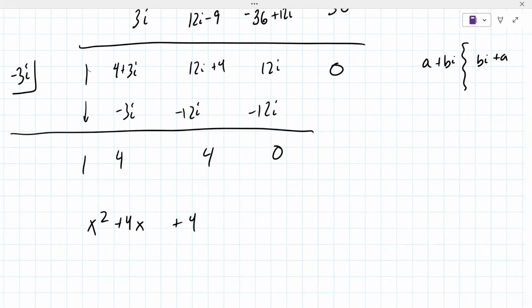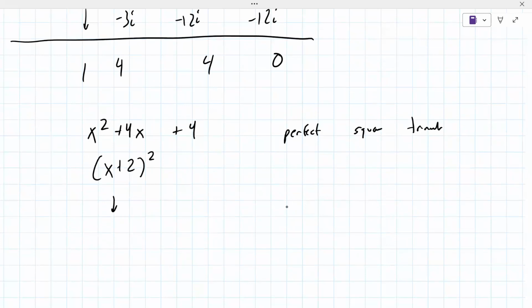I got x plus 2 and x plus 2. Yeah, now you might write it like this because it is a perfect square trinomial, but here it says in the instructions to write as linear factors. So your instructor wants this. You have to give them what they want.